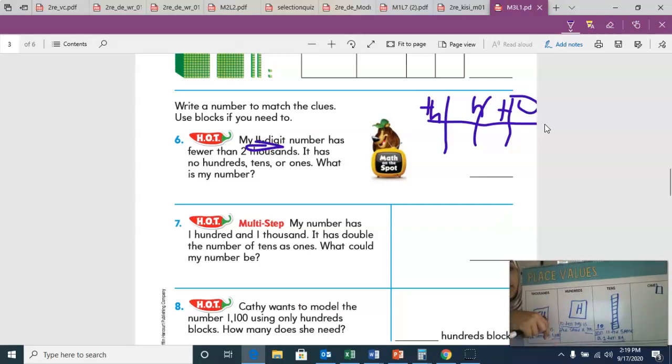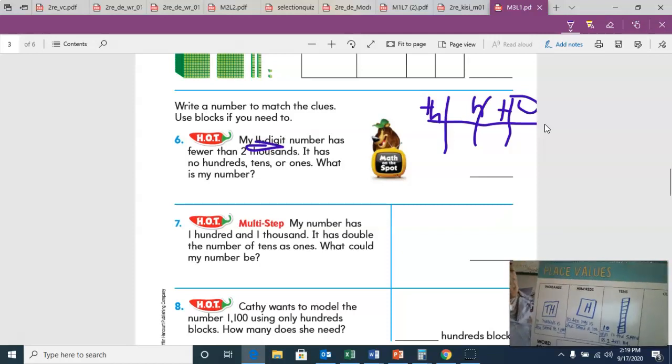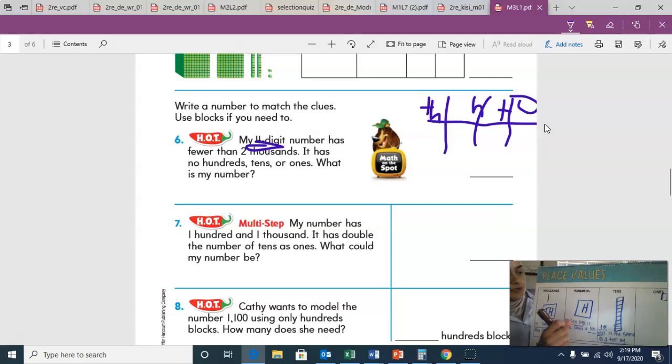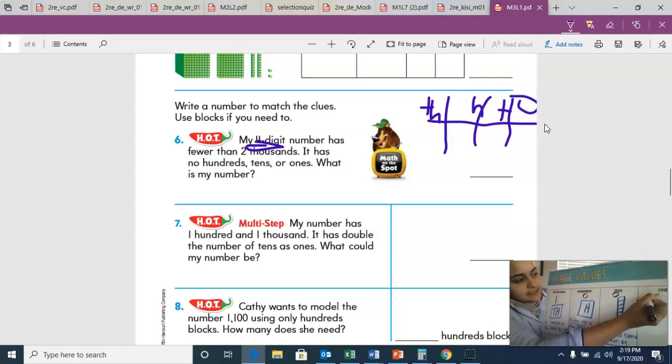So my number is 4 digits. My 4-digit number has fewer than 2,000. So what's a number smaller than 2? 1 is smaller than 2, so we can write 1 in the thousands place. It has no hundreds, 0 hundreds. It has no tens or ones, 0 tens, 0 ones.